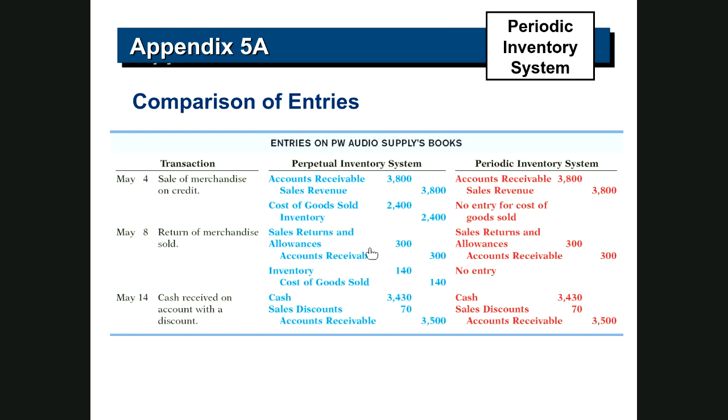The next entry for returning the merchandise is exactly the same. There is no entry to inventory for returned items, and the entry is exactly the same when cash is received: cash, sales discounts, and accounts receivable. So the sales side is easier, where you don't have to record the two entries that you record in the perpetual system. But you have to do this calculation of cost of goods sold at the end.